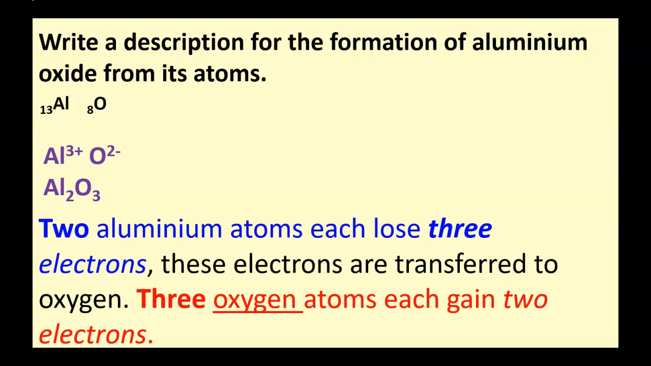So here it is written out just again, so you may want to see it. 2 aluminium atoms each lose 3 electrons. These electrons are transferred to oxygen. 3 oxygen atoms each gain 2 electrons.